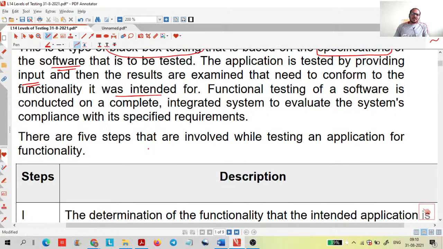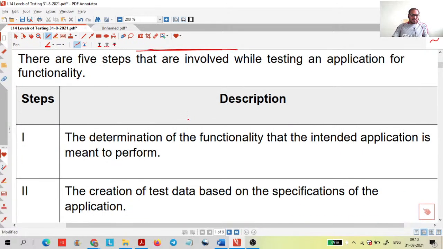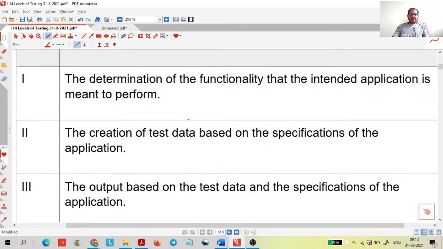The functional testing of a software is conducted on a complete integrated system to evaluate the system's compliance with the specified requirements. There are some steps involved in functional testing, like the determination of the functionality that the application is meant to perform. So, the functionality of the software.